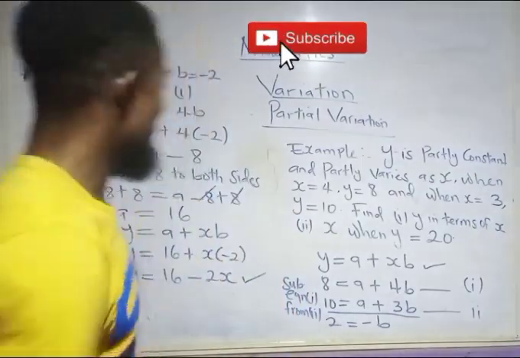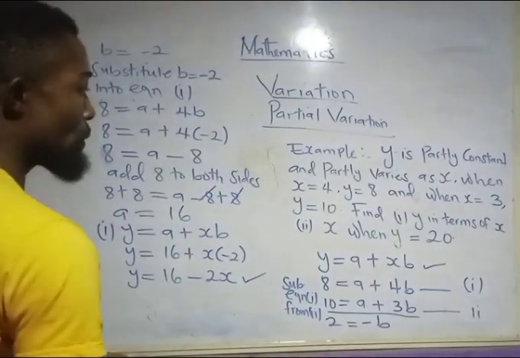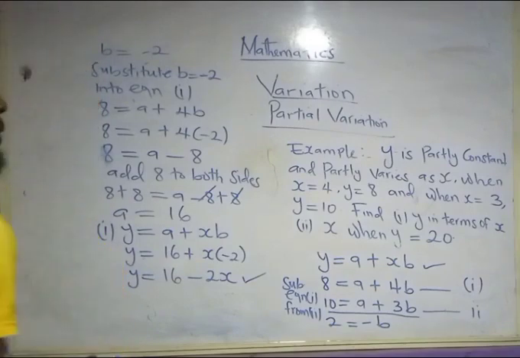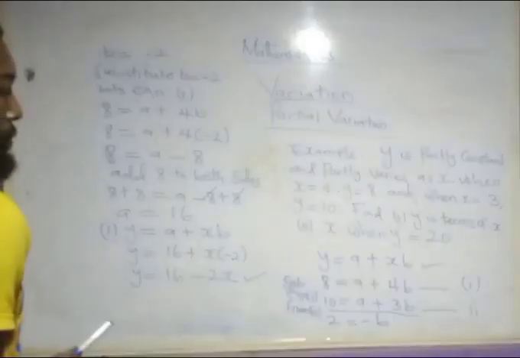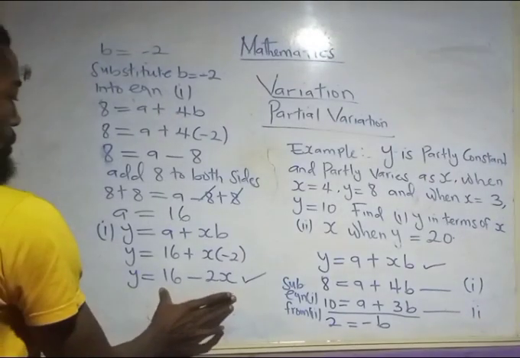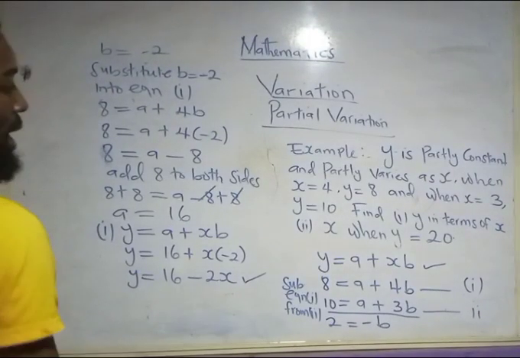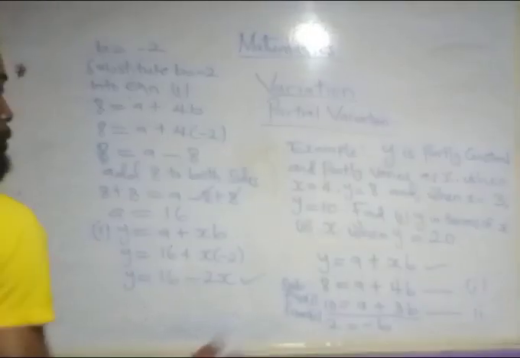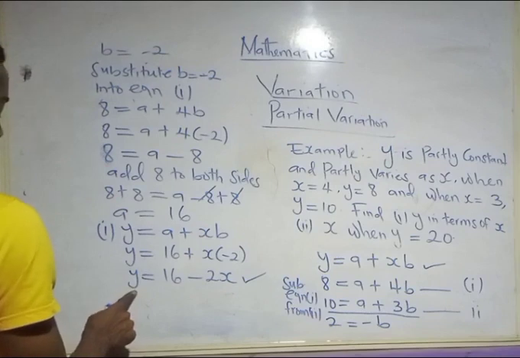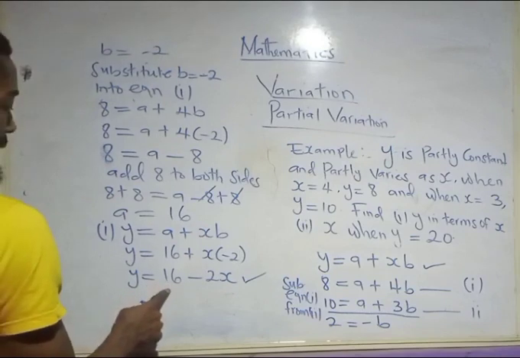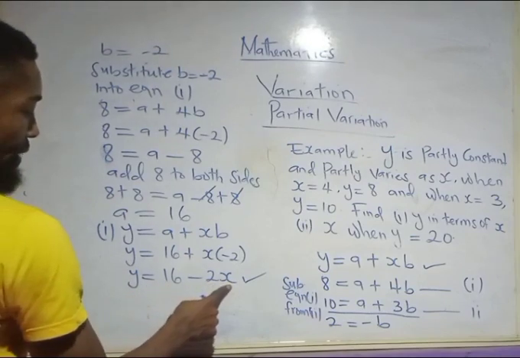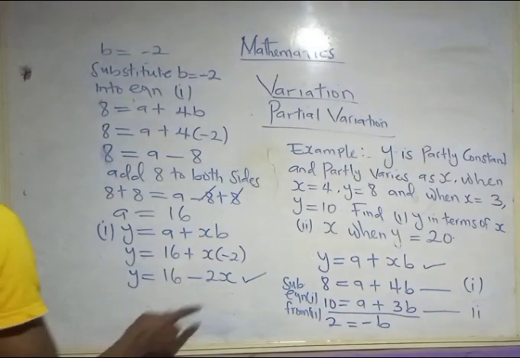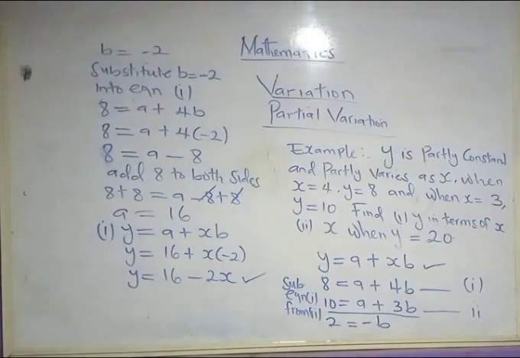God bless you. So we move on to find x when y is equal to what? 20. So which equation are we going to use to solve it? We can use this one to find x when y is equal to what? 20. From here, our y is going to be 20, our a is already 16, our s is not given, and our b is minus 2. Now you agree with me that there's only x we are looking for.